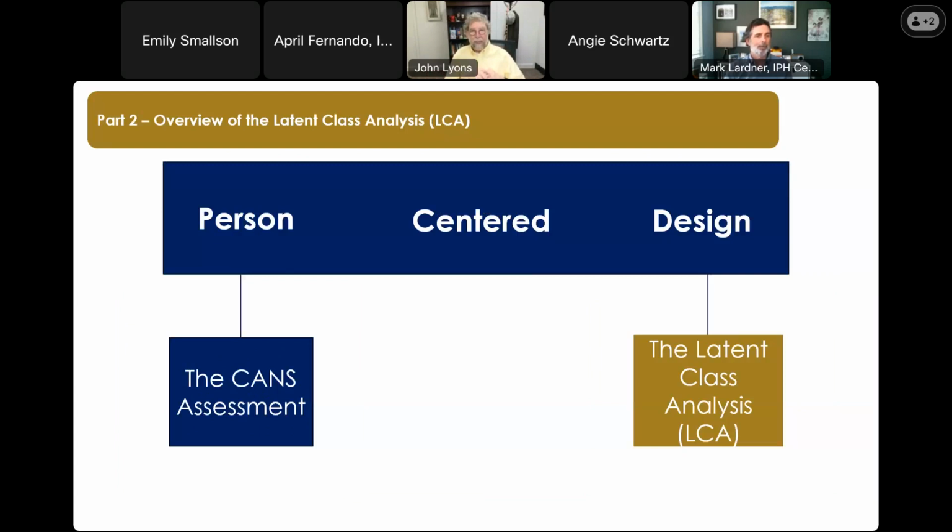So as Angie mentioned, CANS is the person. But the origin story of the latent class analysis is that we were asked by the state to work with your stakeholders to create a placement decision support. So we did an inventory of all the placements. I think you had like 17 plus different placements, and we created a rather sophisticated model of saying, okay, these kind of kids would move into those kind of placements.